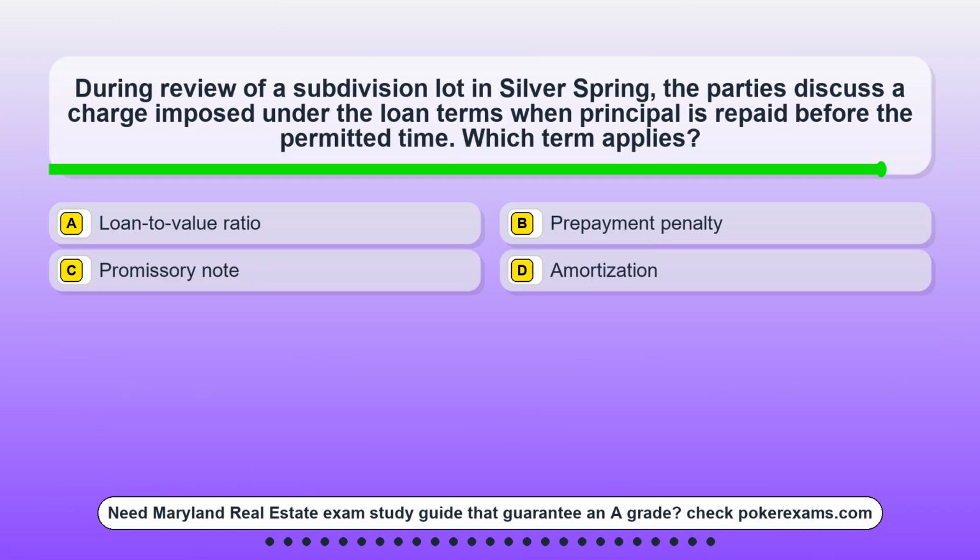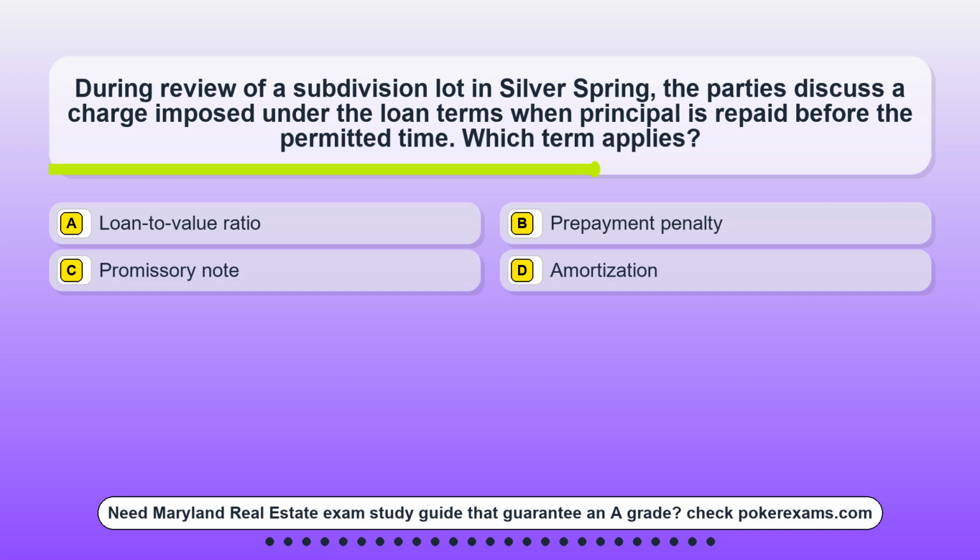Question 22. During review of a subdivision lot in Silver Spring, the parties discuss a charge imposed under the loan terms when principal is repaid before the permitted time. Which term applies? Option A, loan-to-value ratio. Option B, prepayment penalty. Option C, promissory note. Option D, amortization.